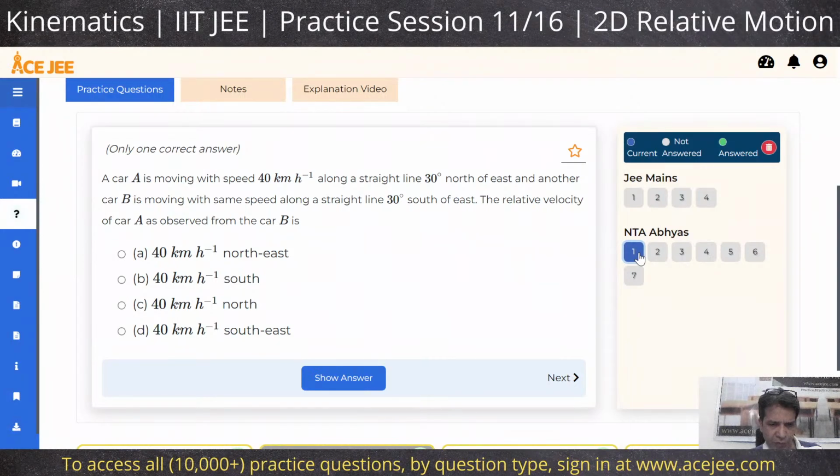A car A is moving with this much speed along a straight line 30 degrees north of east. Okay, and another car B is moving with the same speed along a straight line 30 degrees south. You guys clear how the 30 degrees is being measured? 30 degrees north of east. If east is towards the right, in the horizontal direction, then it's making 30 degrees with the east in the counterclockwise direction. Let me quickly draw it.